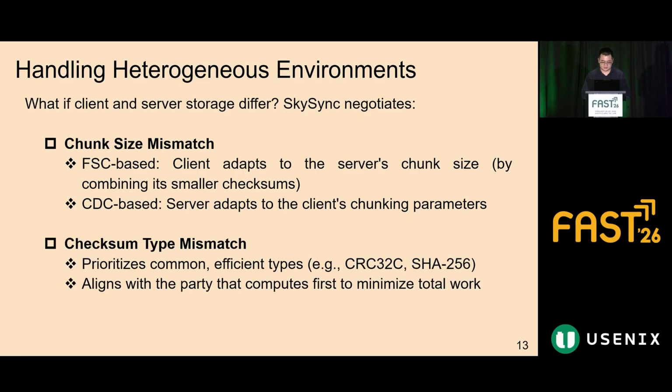A second is a checksum type mismatch. SkySync handles this by prioritizing common and efficient types, such as CRC32 for weak checksums and SHA-256 for strong checksums. If the client and server support different strong checksums, SkySync aligns with the party that computes the checksum first.